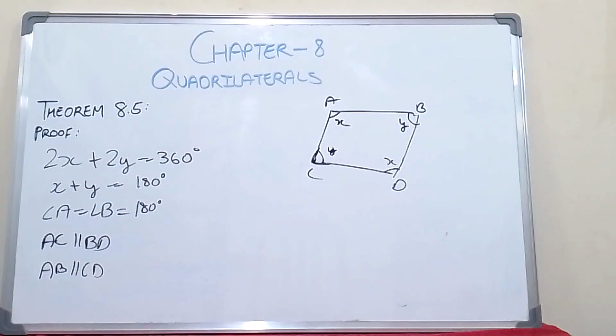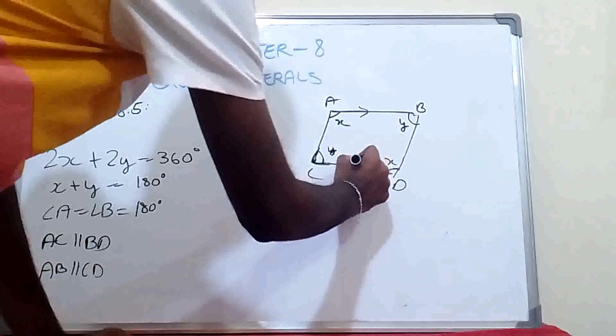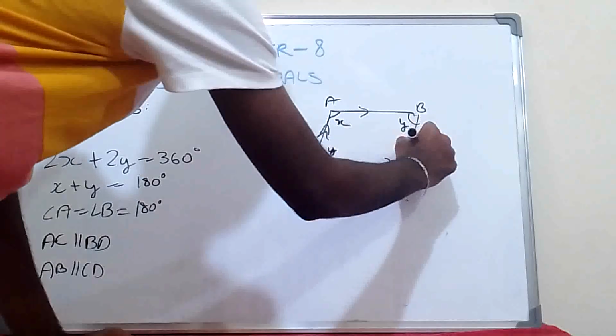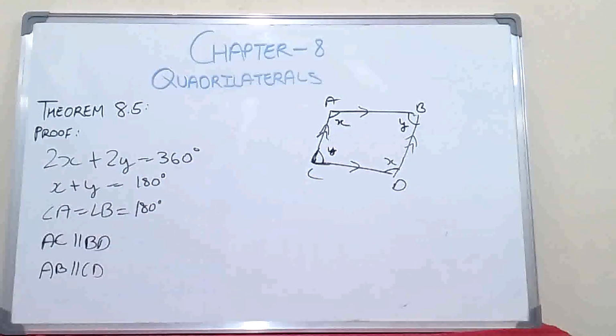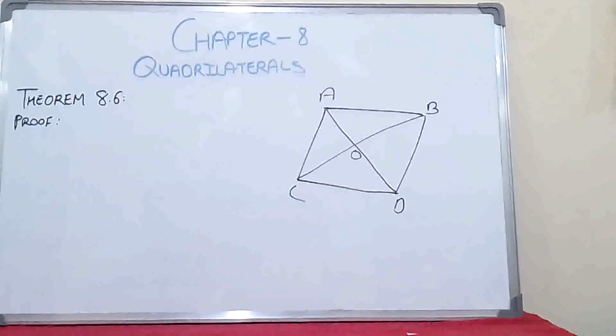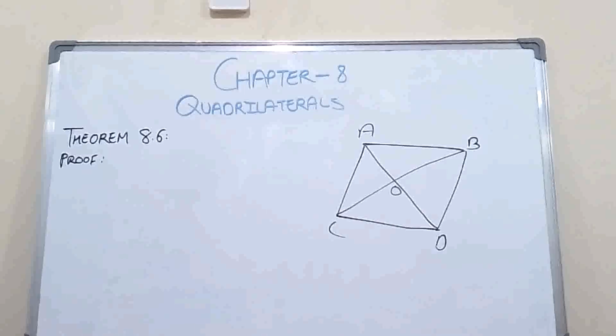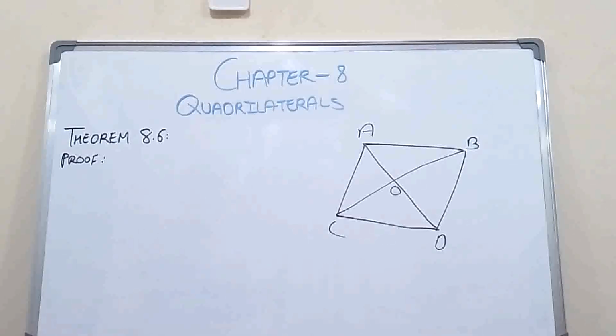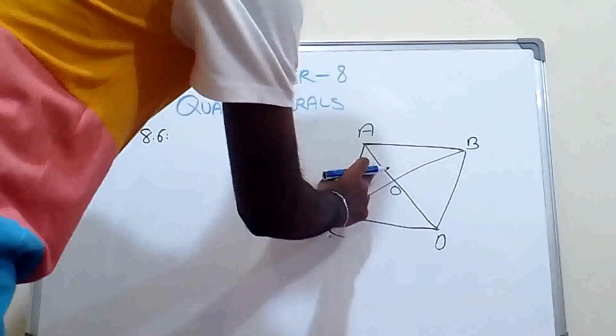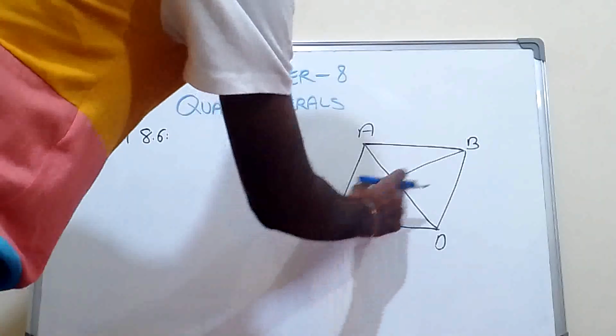Therefore, we know that now these two are parallel and even these two are parallel. And if the opposite pair of sides are parallel, then it's a parallelogram. So let's see the next theorem. Theorem 8.6 says that the diagonals of a parallelogram bisect each other, which means that AO is equal to OD and OC is equal to OB.